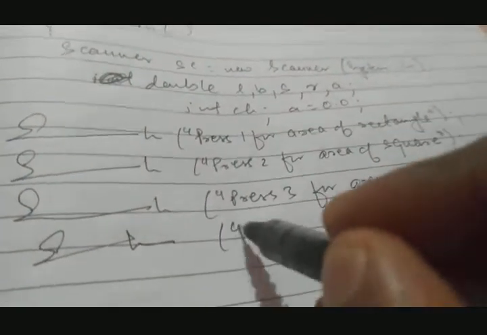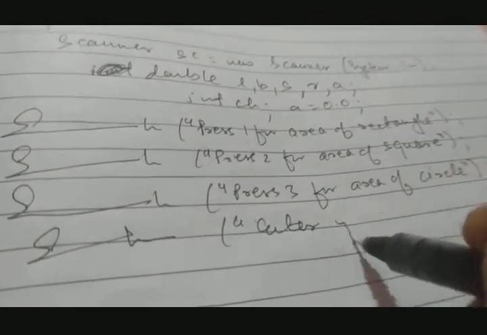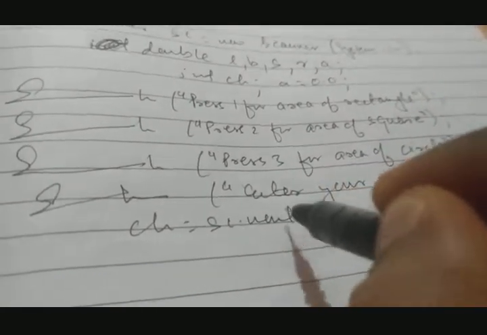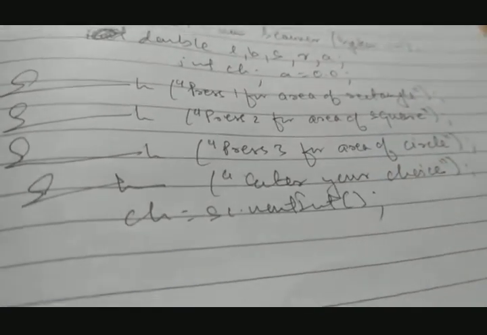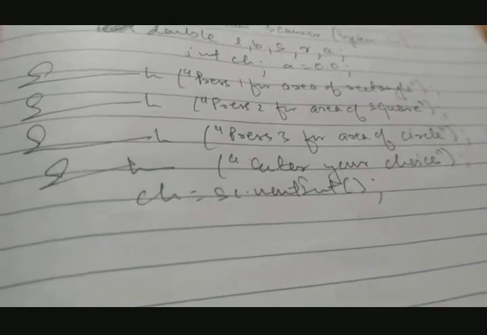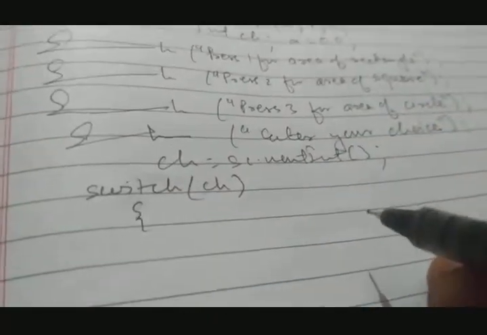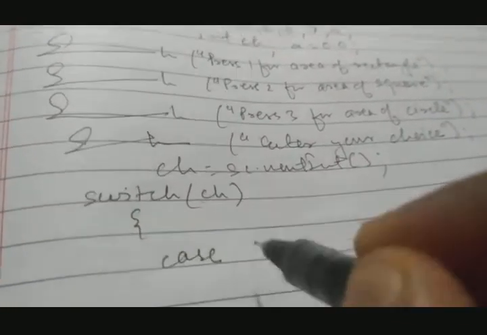We need to ask a choice. So plan. Enter your choice. CH equals SC dot nextInt method. Pass this choice to switch CH. The labels are now case 1.